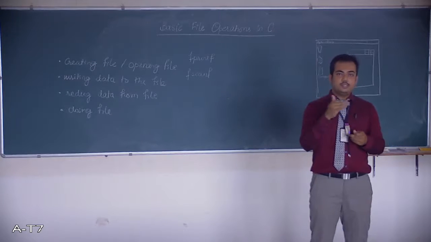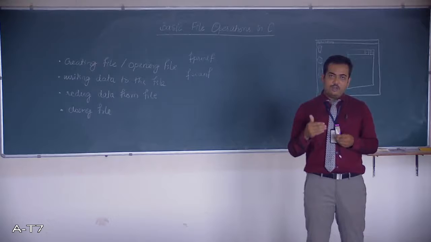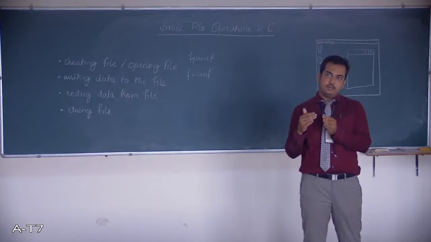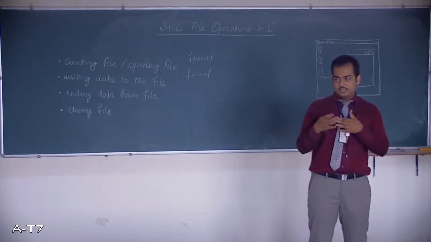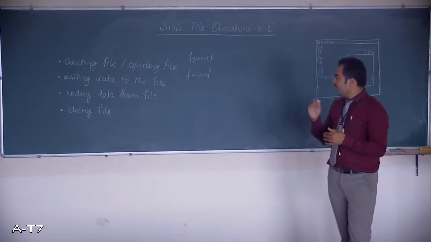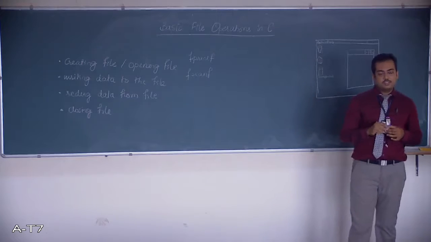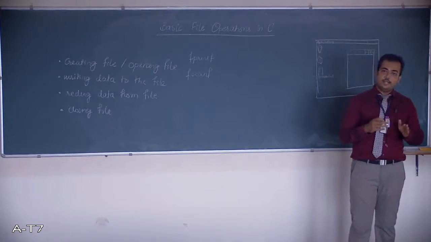So this remains same. The output screen is there. From the output screen we are putting the data onto the file. And the same happens when it is about reading as well. So fprintf and fscanf are the functions to write to the file and read from the file.